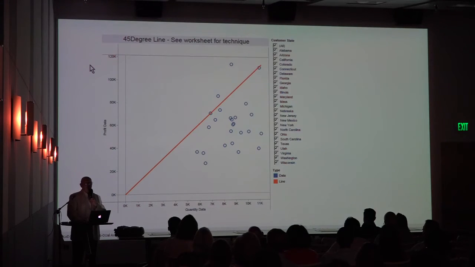Joe, are you the one that did this the first time, put the 45-degree line in the scatter plot? I gave you credit for it, so yes.